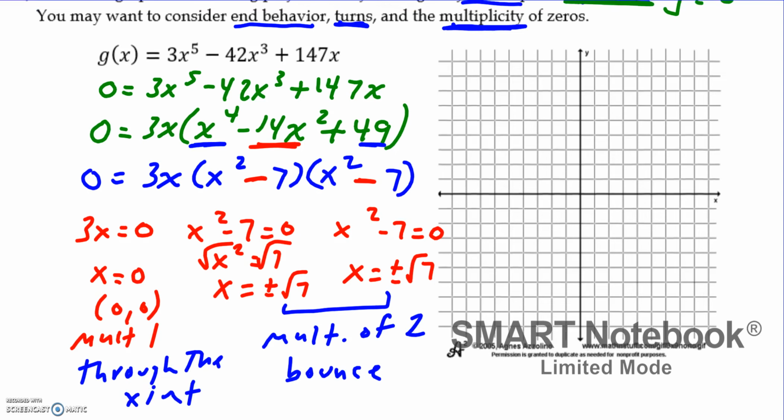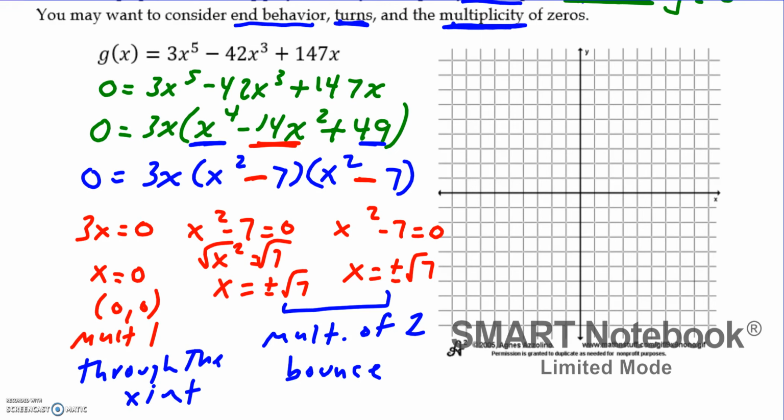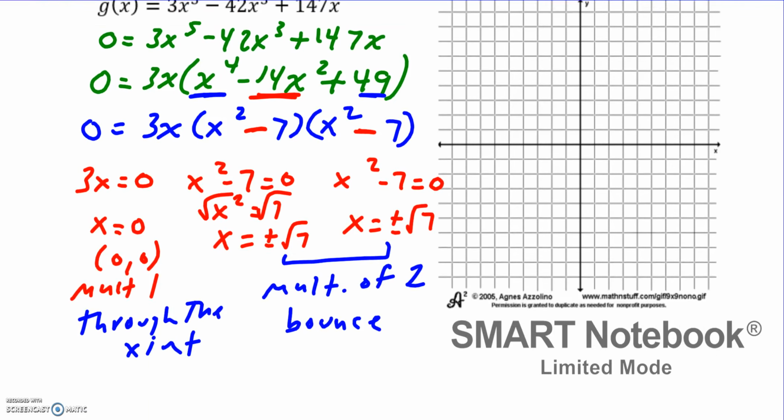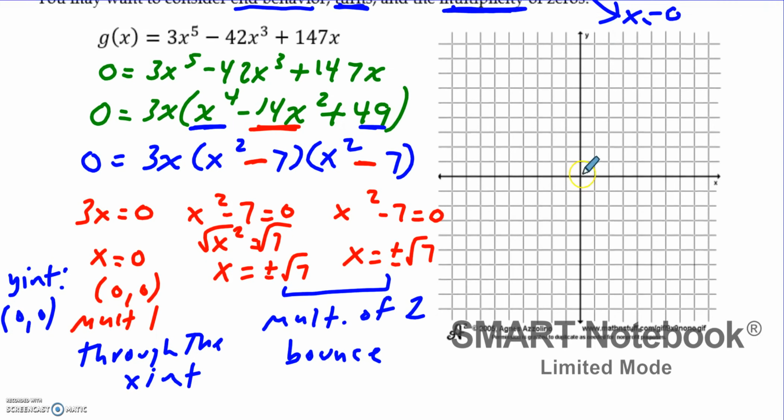So let me think this through. Before I do any graphing, it also asks me to find the y-intercept as well. Now the good thing about this problem is that the y-intercept is when you plug in x equals 0. If you plug in 0, 0, and 0, you're going to get 0 out. So it happens to be that the x-intercept and the y-intercept are the same, but I'll write it here anyway, that the y-intercept is also 0, 0. So that means I know that the graph goes through 0, 0 for sure.